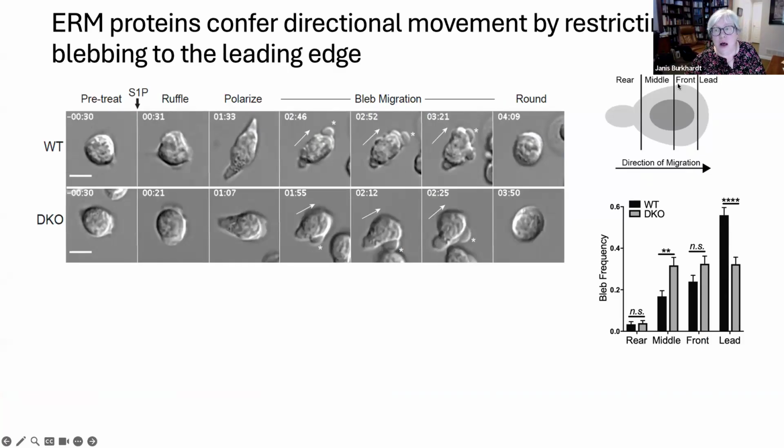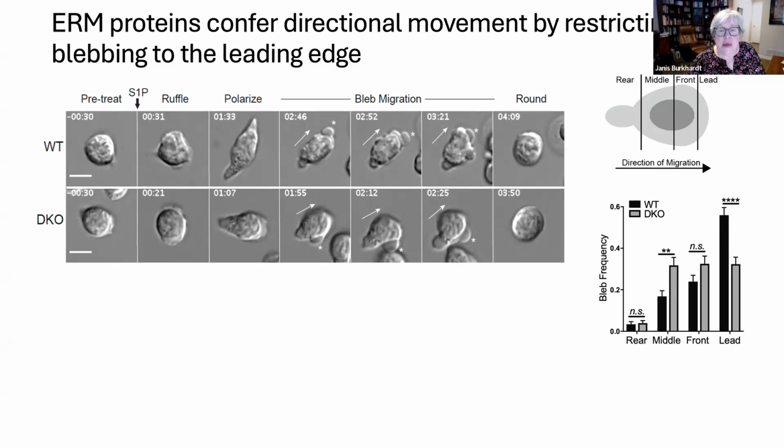And what he found is in the wild type cells, if you just look in a front to back form and you just score where blebs form, the vast majority of them form at the leading edge or the front portion of the cell. Whereas if you look in the myosin knockout cells, they can't form at the very back, but they can form absolutely anywhere else. And I'm not showing it here, but they're also bigger and longer lived.